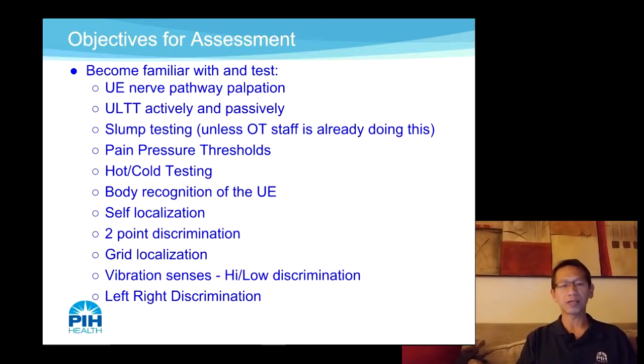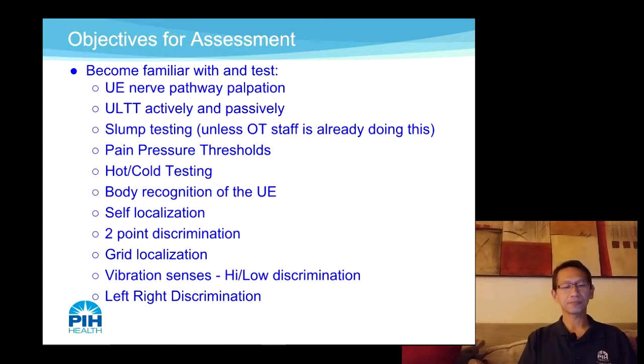Our objectives, number one, is learning the upper extremity nerve pathways, and in the handouts I went ahead and made links to show neurodynamic testing and being able to palpate and locate the areas where you'd be able to find your median nerve, ulnar nerve, and radial nerves. There's also going to be slump testing. Most of the time OTs, I'm not sure if all of them use it, but there are some that have been familiar with it to rule out anything that's going on at the nerve root level or at the dural level. Pain pressure thresholds, we'll go through some of that with a pain algometer.